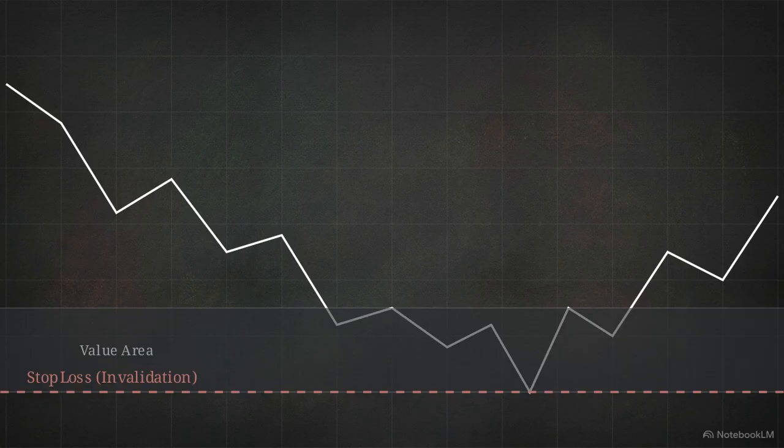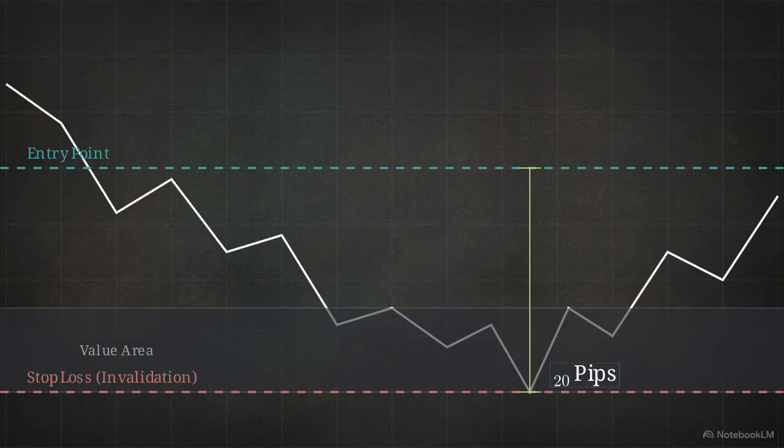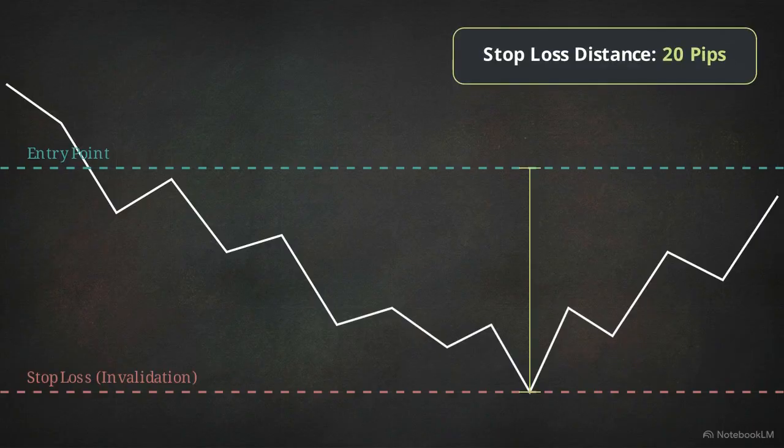Use your platform's measurement tool to find the distance between these 2 points. You are measuring the physical space the market must move to prove your trade idea wrong. In this setup, the measurement tool shows a distance of exactly 20 pips. This becomes the critical variable for our final calculation.